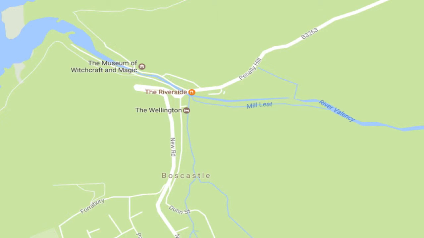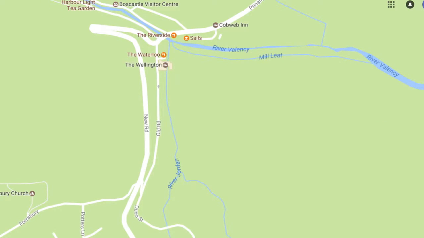Let's take a look at this picture. In the eastern part of Boscastle, there's a river called River Valency, and in the southern part of Boscastle, there's a river called River Jordan. The River Valency flows directly through the town and meets the River Jordan at a confluence in the town of Boscastle.